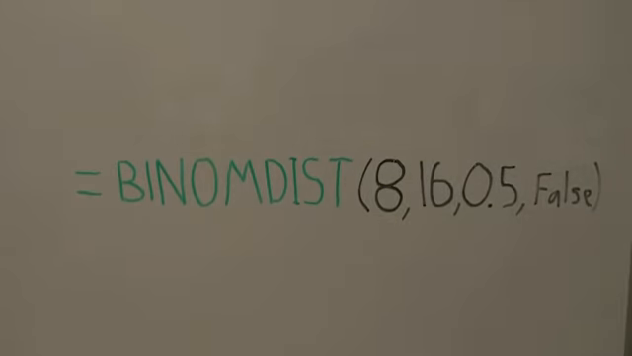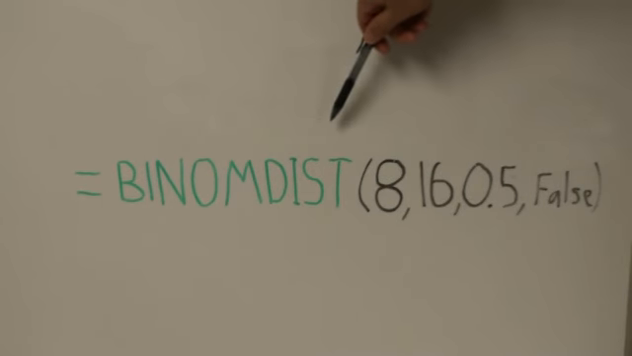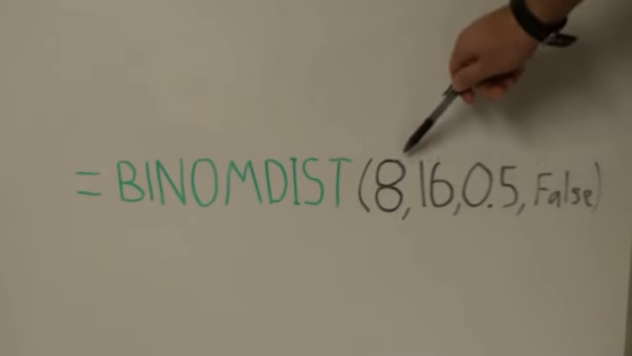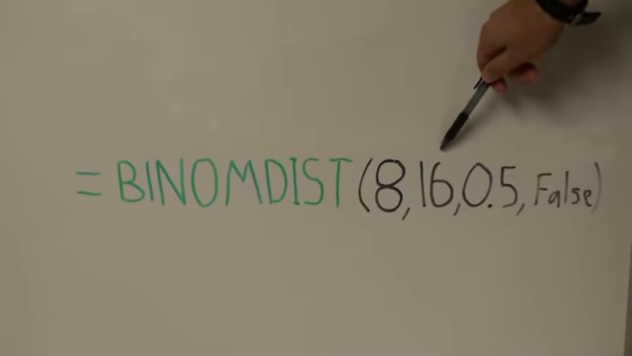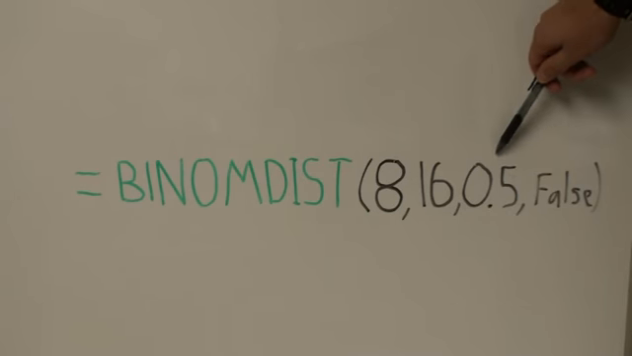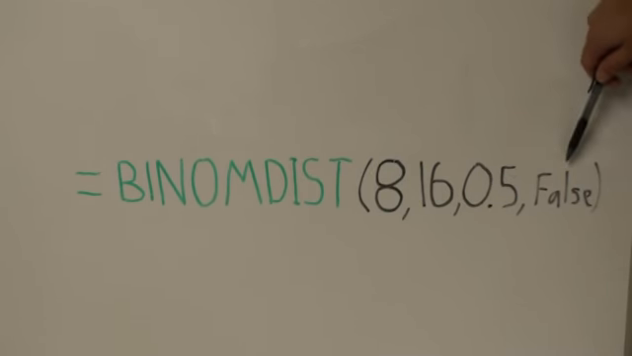When you're in Excel, you just type equals binom dist, parentheses, and here the first number is the number you're testing. So for example, 8 would be 8 wins. The second number is how many trials, out of 16 games. The third number, 0.5, is the odds of winning each game. And false means you're not adding up the outcomes of 0 through 7. You're only interested in the odds of getting an 8. If you change this to true, you'd be calculating the odds of a team winning 8 or less games.